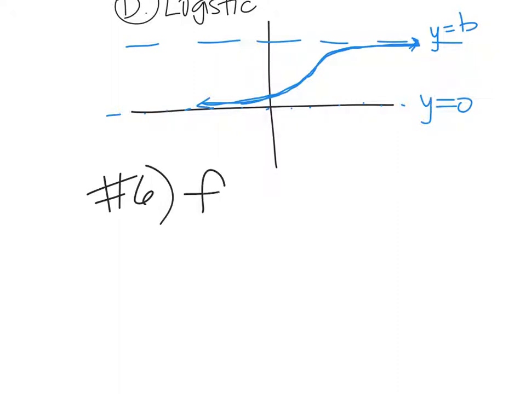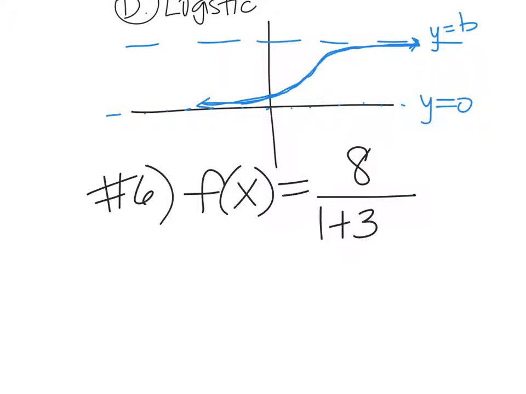Suppose that f of x is equal to 8 over 1 plus 3 times 0.7 to the x. Pretty gross, huh? You can't simplify that at all. You can't add the 1 and the 3. You can't multiply the 3 and the 0.7.